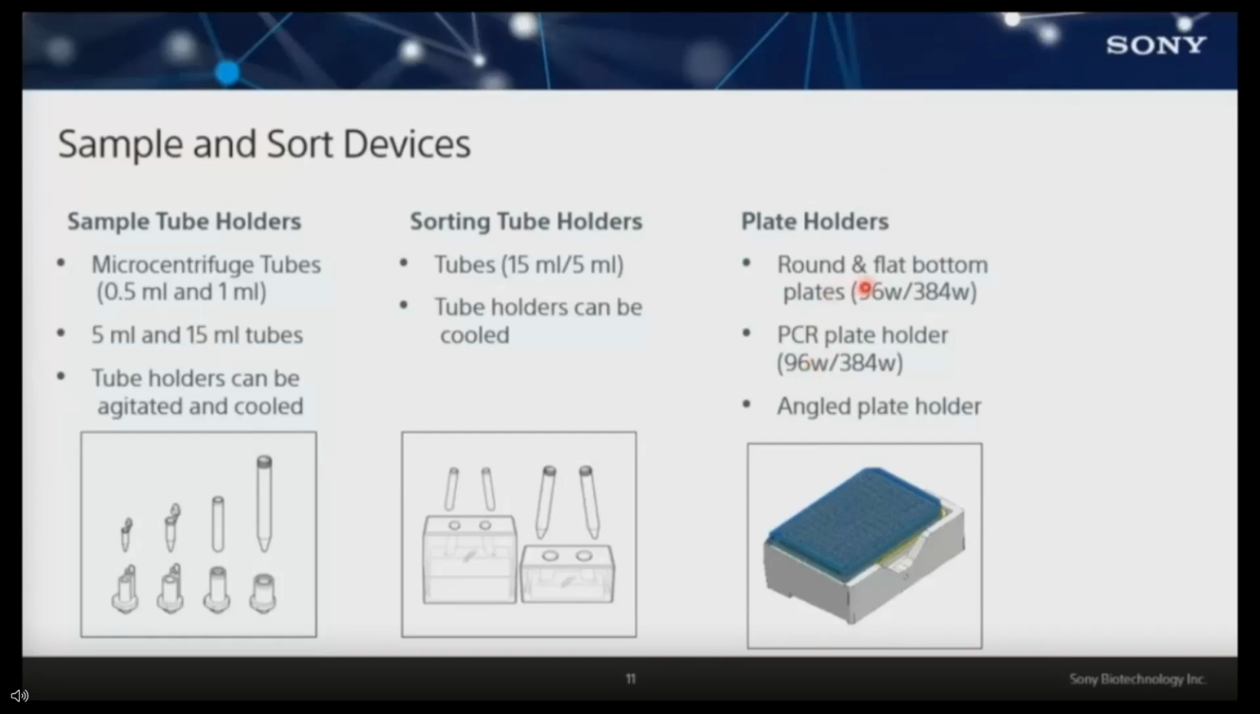They could be round bottom, they could be flat bottom. Again, 96 well, 384 well. PCR plates, again, 96 well, 384 well. You could place this in the refrigerator ahead of time so that when you load your plate with reagents, it maintains the stability of those reagents. We even have an angled plate holder at 7 degrees to ease your setup and deposition of cells to the center of the well.